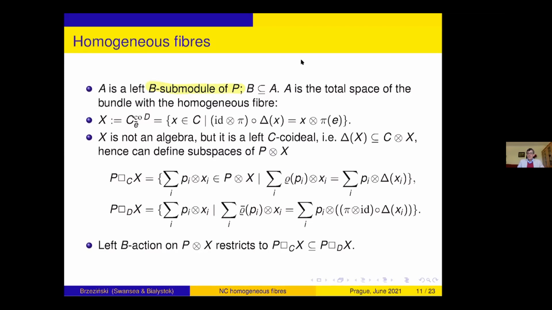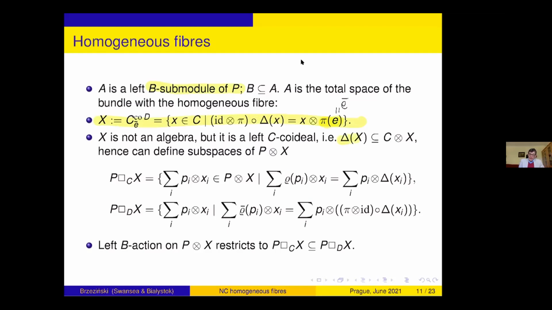Now, the homogeneous fiber, the quantum fiber, is defined just as I mentioned. I can produce the coaction of D on C by sending the co-multiplication, this delta here is the co-multiplication on C, down to D on the right leg. And then I can take the fixed points, again with respect to pi of E. So this pi of E is the same as E bar. Again, X is not an algebra because C is not an algebra, so one can't expect it to be a subalgebra, but it is a left C coideal.